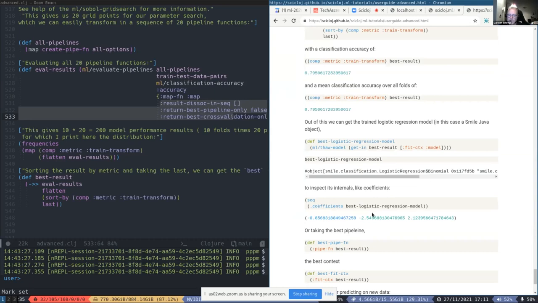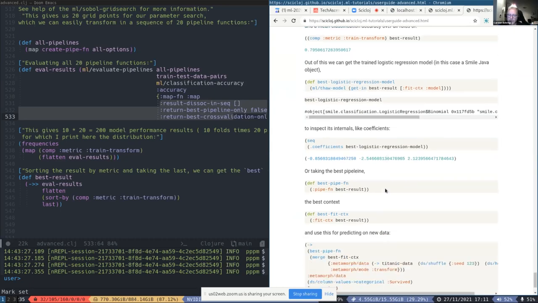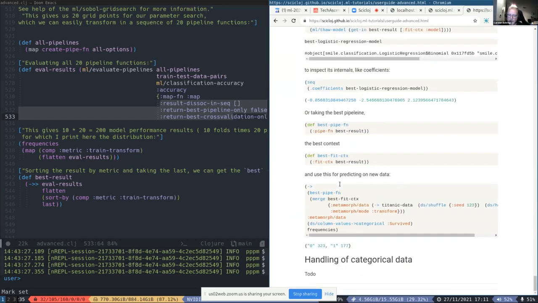And we can get the coefficients we saw before, or we can get the best pipeline function. So these were the best parameters, and then we can use that for predicting new data. Sorry, I was very, very quick. I just wanted to show that in this way we can automatically find the best model. So this enters a little bit into automatic machine learning.